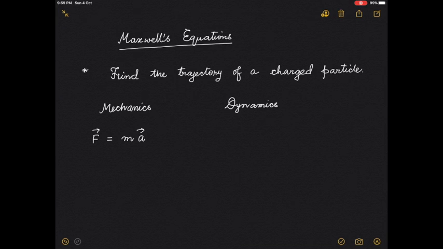And in case of electrodynamics, this force is given if you know the charge of the particle, the electric field everywhere in space where the particle is, the velocity of the particle at that instant, and the magnetic field everywhere in the space. So that's your Lorentz force law. So you put that in here, but then you ask the question, how do I get E and B?